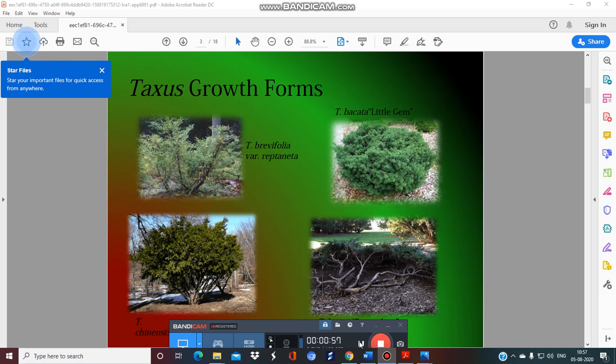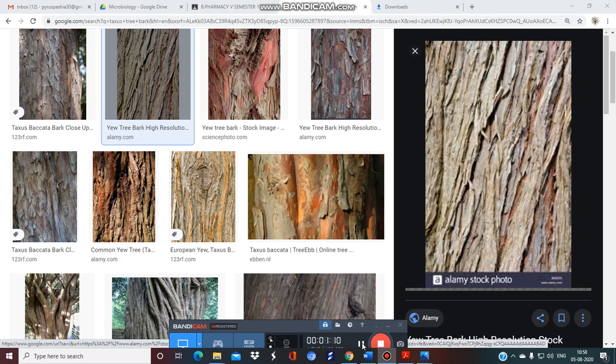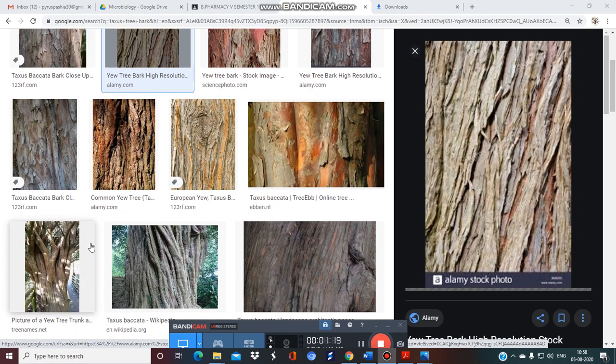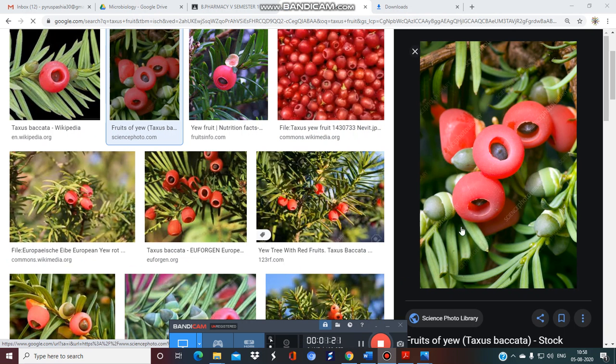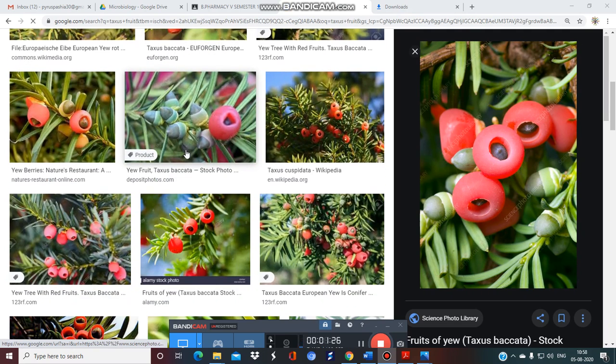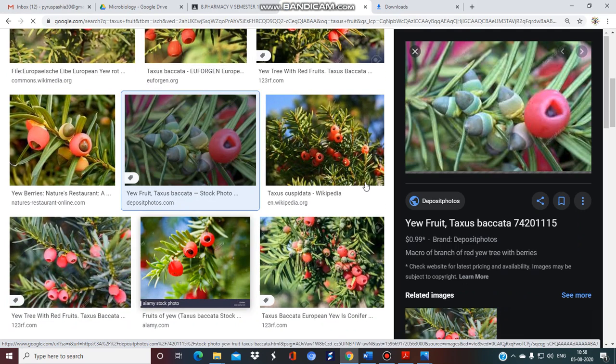For example, English yew is known as Taxus baccata, whereas the Pacific yew is Taxus brevifolia. Again, the American yew is Taxus canadensis, and the Japanese yew is Taxus cuspidata. This is the bark part of the yew plant, that is the Himalayan yew or the Taxus species. Again, these are the bark. So yes, this is a very beautiful fruit of the Taxus. These are all photographs related to the fruit.